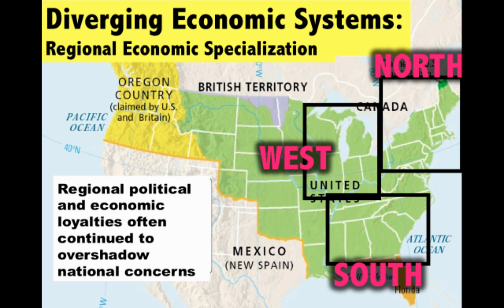A big idea in this period is the diverging economic systems, the North, the West, the South. They're developing regional economic specializations, and very often during this time period, regional political and economic loyalties continue to overshadow national concerns. So these regions are developing distinct from one another, and they're really worried about the development of their region, not the nation as a whole.